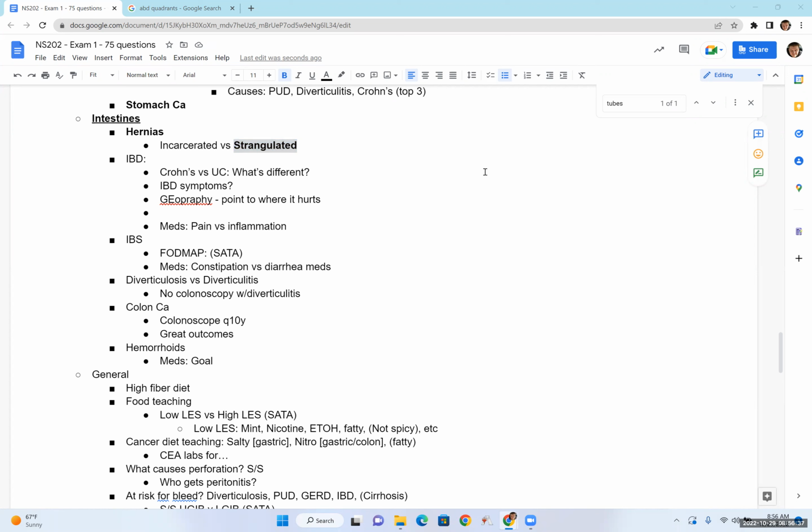All right, so yeah, hernias, IBD, inflammatory bowel disease. What's the difference between Crohn's versus ulcerative colitis, right? Look at the difference. They both have extra-intestinal symptoms. But one goes through multiple layers. One has perforation risk and fistula. One has kidney stones, one doesn't. But they all have very similar symptoms, and their meds are for pain and inflammation. Recognizing those meds are for IBD.